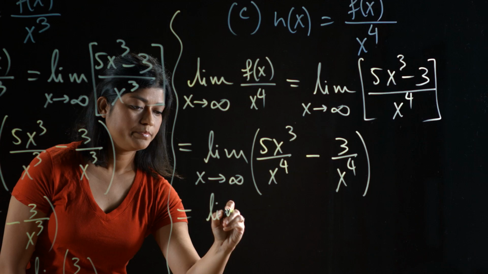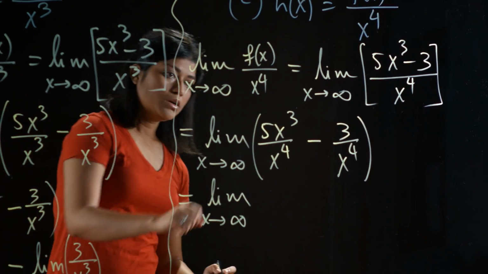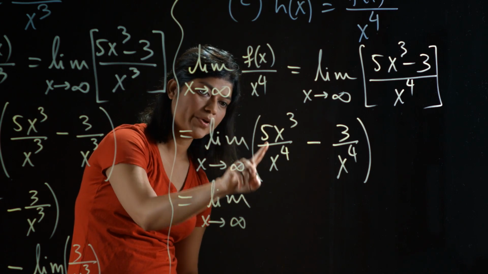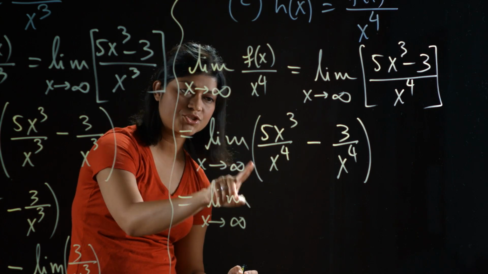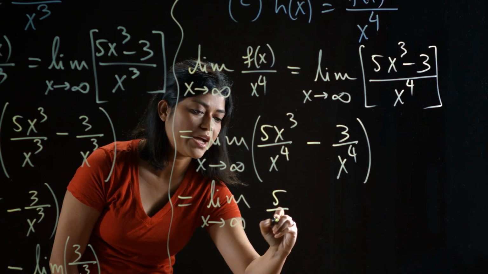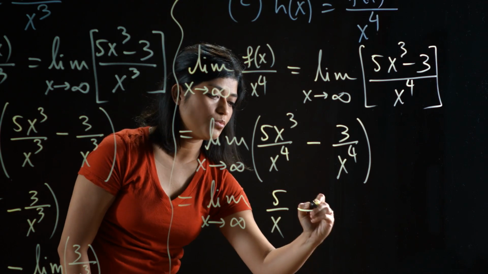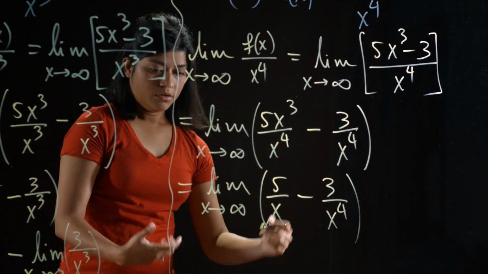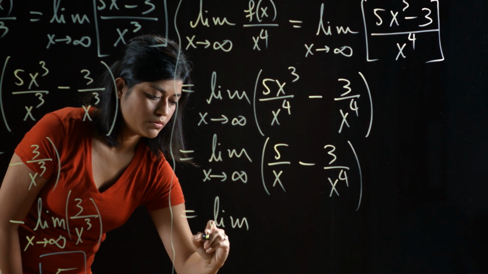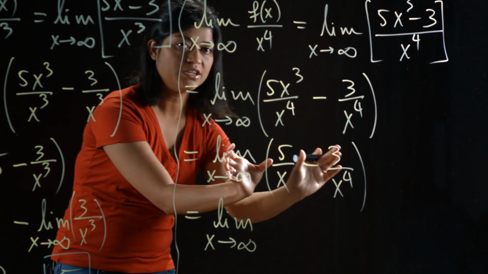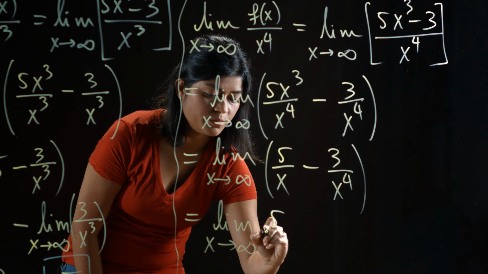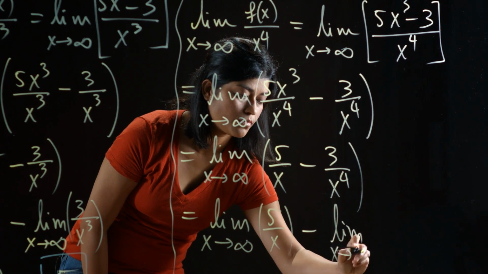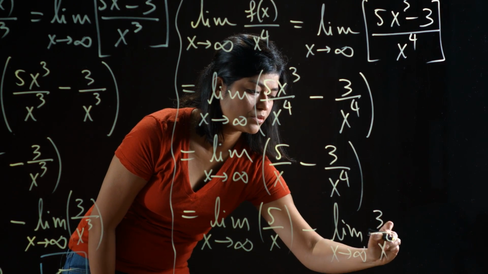Let's simplify further. Notice that in the first term, we have x cubed in the top, x to the 4th in the bottom. So there is an extra x in the denominator. So you get 5 over x. And the second one remains as it is. Again, rewrite this as a difference of two limits: the limit of 5 over x minus the limit of 3 over x to the 4th.